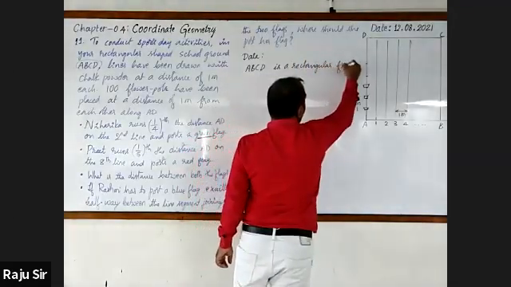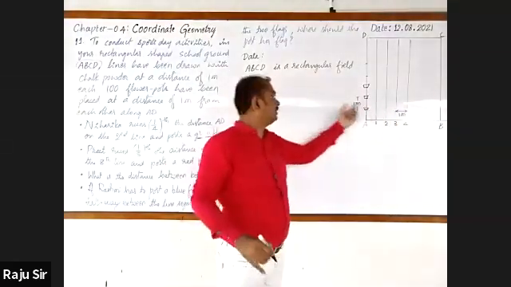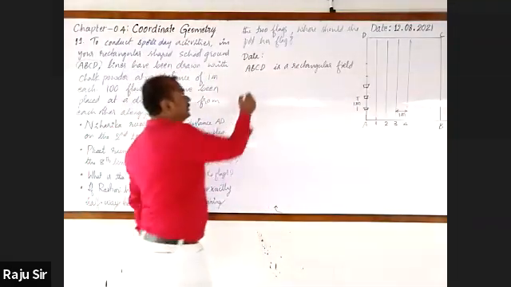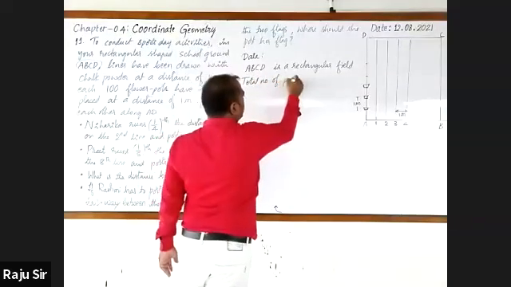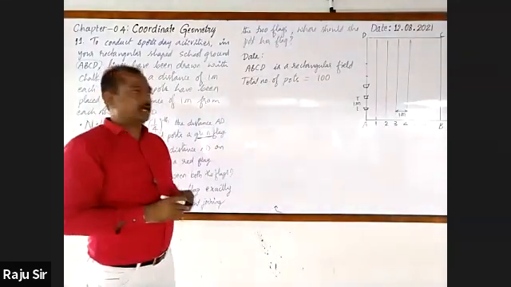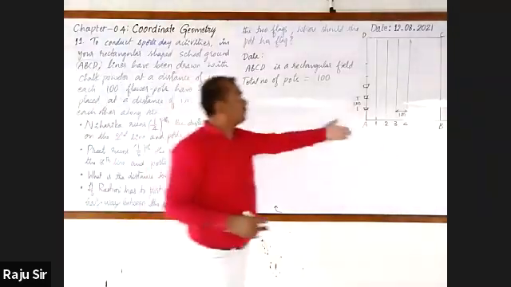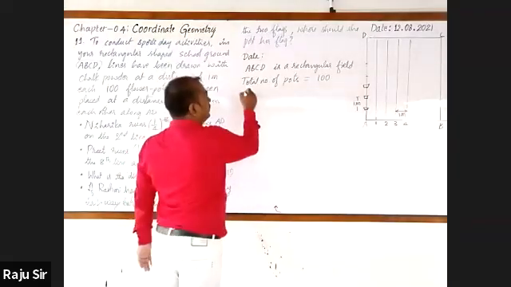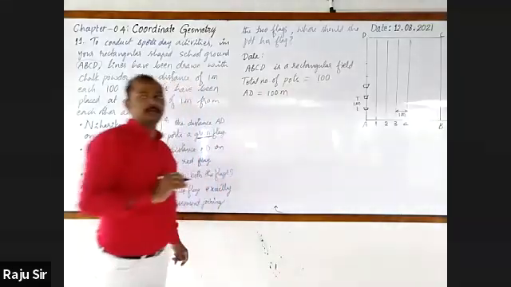We already know the distance between two lines is 1 meter, and the distance between two pots is 1 meter. We know the total number of pots is equal to 100. As the distance between two pots is 1 meter, the distance from A to D, that is 100 pots, how much? 100 meters. Is it correct?